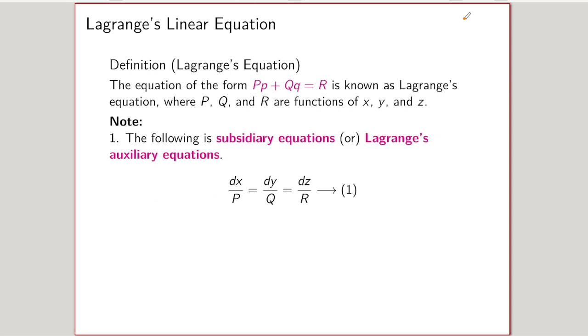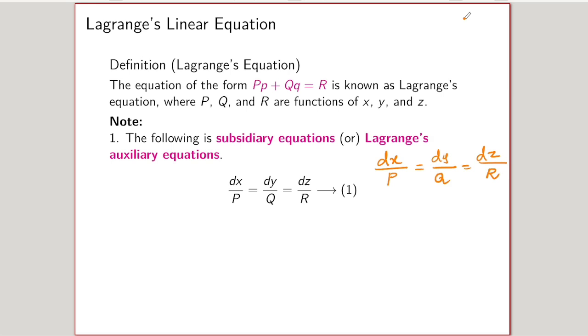Now, in order to solve this type of Lagrange equation, we have to know the following subsidiary equation. The subsidiary equation is nothing but writing dx divided by the term capital P equal to dy divided by the term capital Q and dz divided by the term capital R.